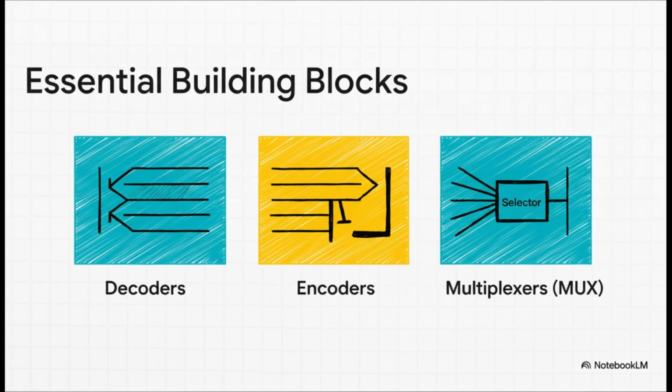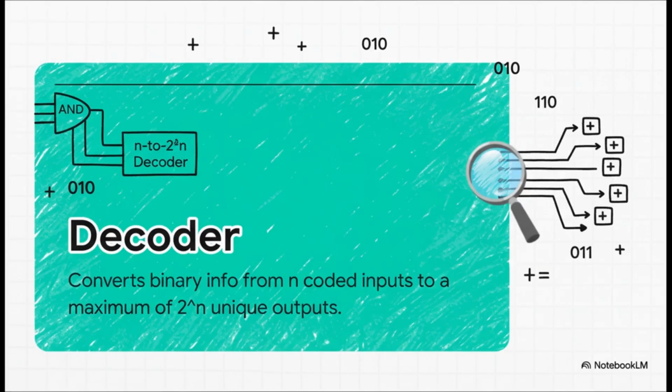So let's meet the big three, the real workhorses of digital design: decoders, encoders, and multiplexers. Now, I know the names might sound a little technical, but stick with me because the ideas behind them are actually super intuitive. First up, the decoder. This thing is the ultimate address finder.